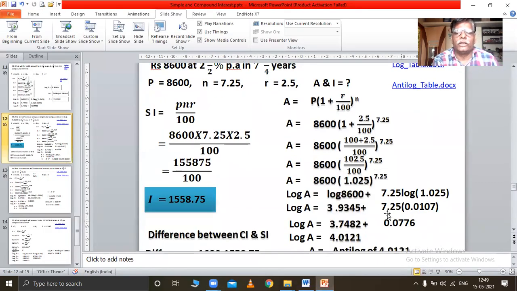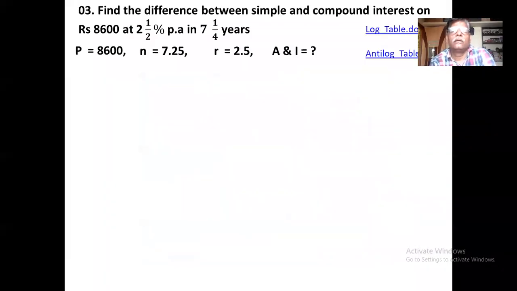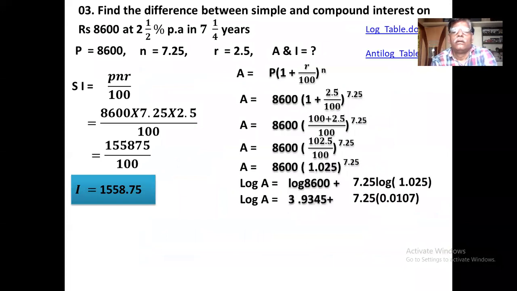And then you multiply this. 3.9345 is the first one. The second log is like this. Then 7.25 into 0.0107 is equal to the total.